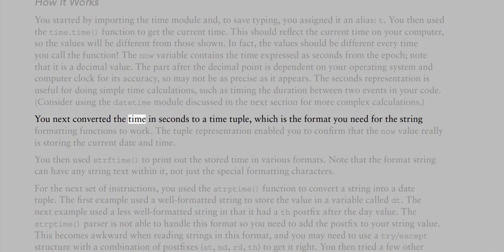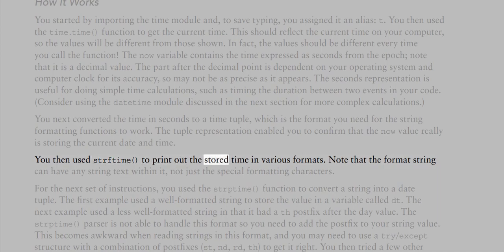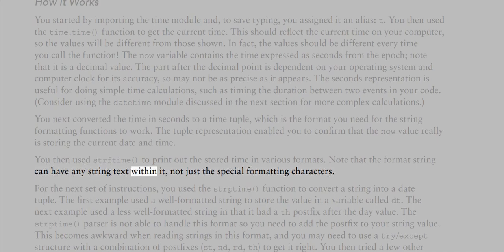You next converted the time in seconds to a time tuple, which is the format you need for the string formatting functions to work. The tuple representation enabled you to confirm that the now value really is storing the current date and time. You then used strftime to print out the stored time in various formats. Note that the format string can have any string text within it, not just the special formatting characters.